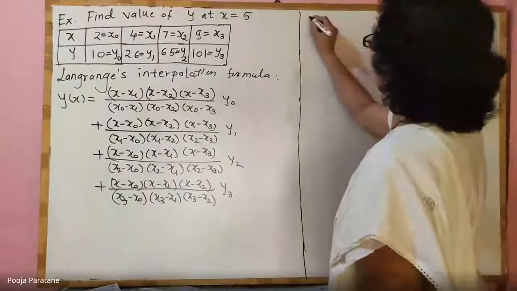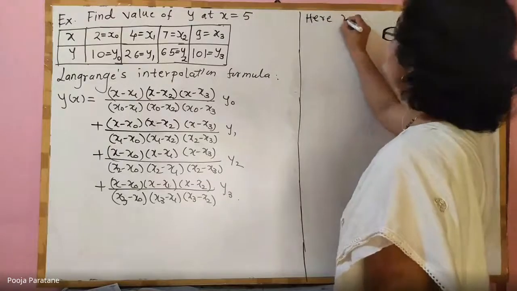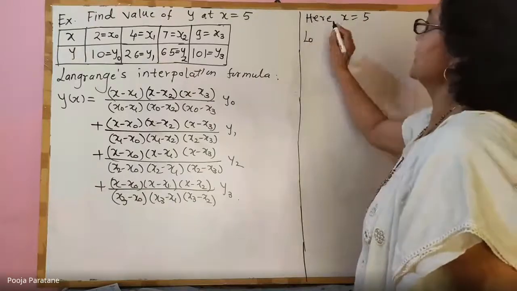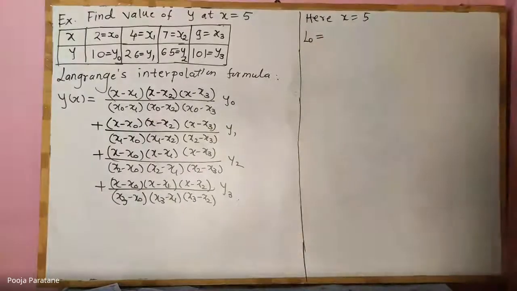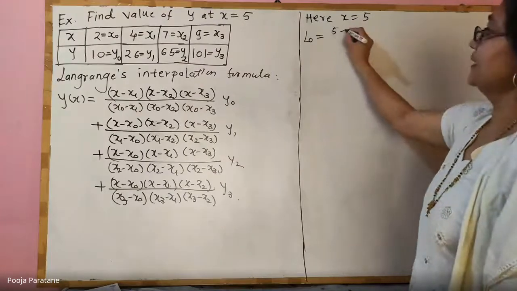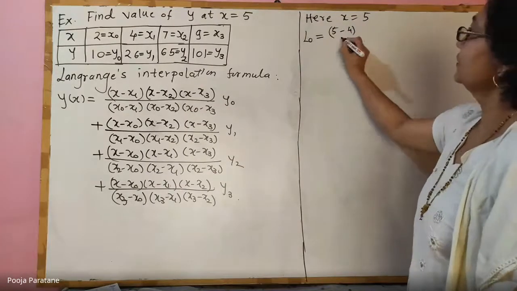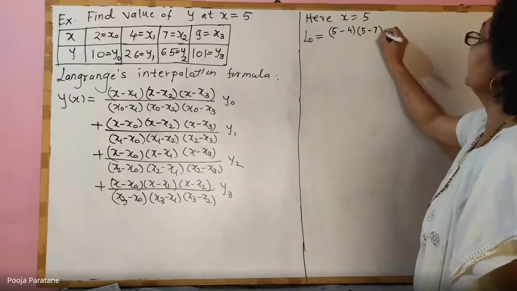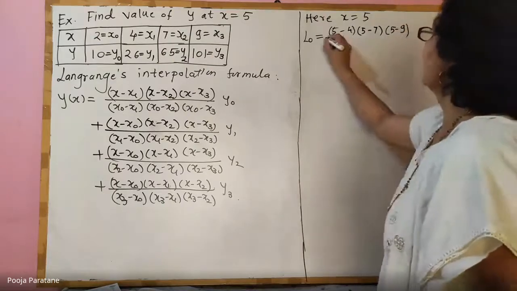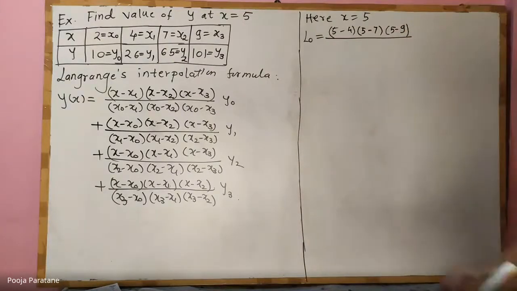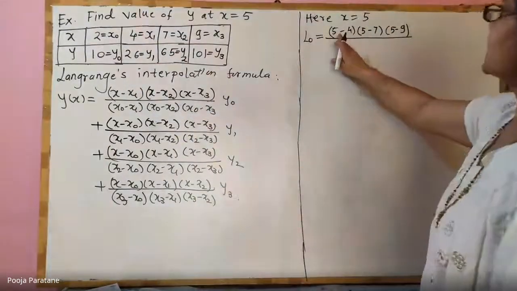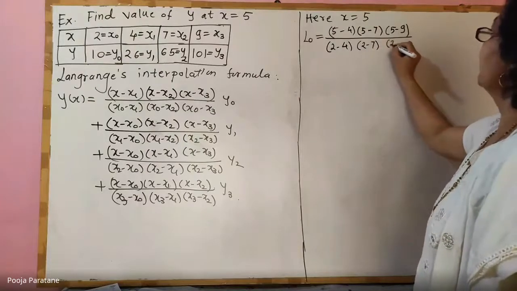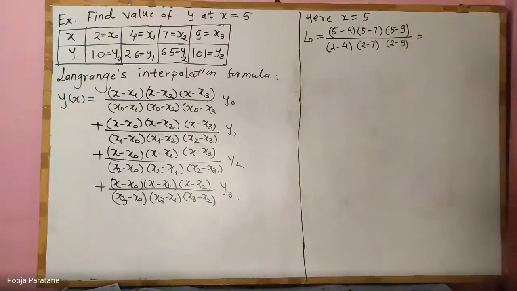So let us consider now here that x is equal to 5. At 5 we want to find. So the first term, let me write it here, L0. Now, L0 is 5 minus 4. Look, x is equal to 5, x1 is equal to 4. Then 5 minus 7, 5 minus 9 upon, now what is my x0? x0 is 2. So just replace that 5 by 2: 2 minus 4, 2 minus 7, 2 minus 9. Calculate this value.